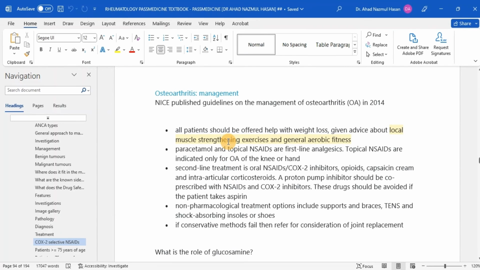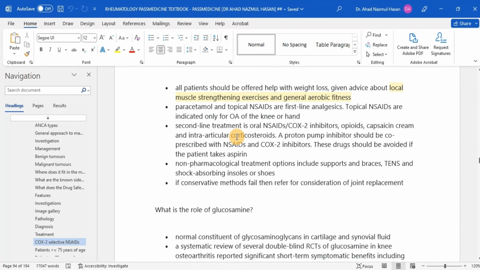What is the first line treatment for osteoarthritis? Paracetamol and topical NSAID. Yes, paracetamol plus topical NSAIDs. Second line are the oral NSAIDs with PPI coverage.